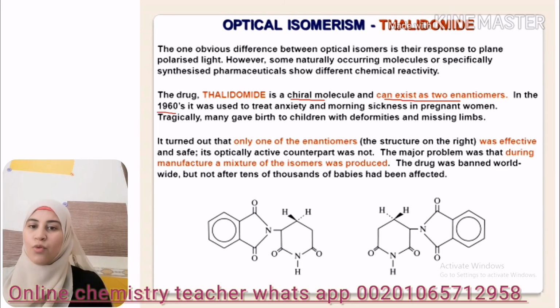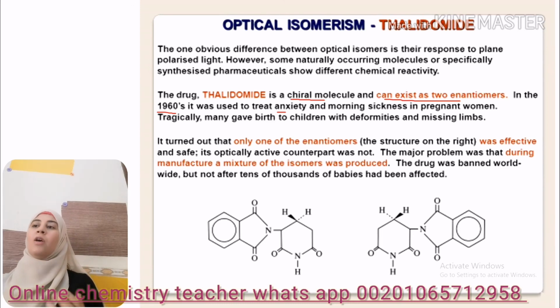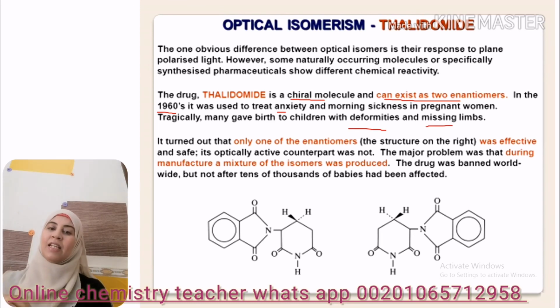in pregnant women. When they started to use it, after a period of time, we had a problem in the case of newborn babies. A percentage of newborn babies had problems in formation. We had deformities and missing limbs. So they started to study thalidomide again. In industry, we must use only one isomer.